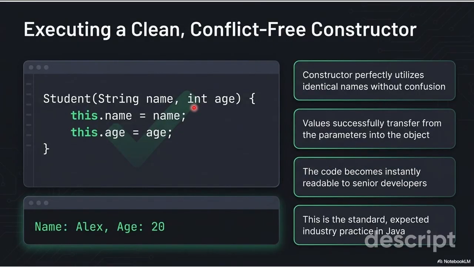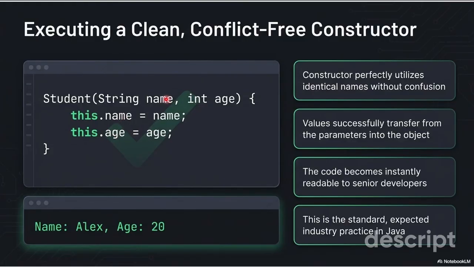Okay, so this is the solution. This is how the constructor should look: this.name = name. So these are the parameters, name and age, and the values are getting assigned to name and age, that is, the object variables.